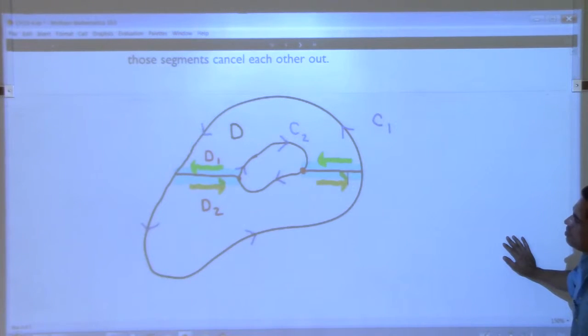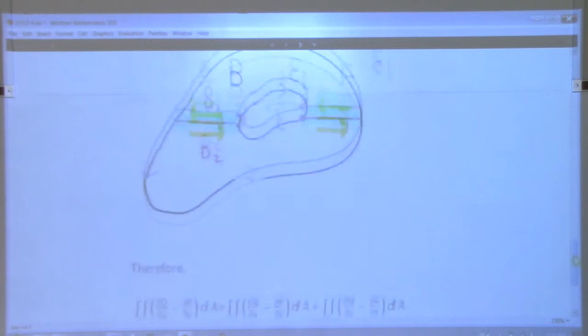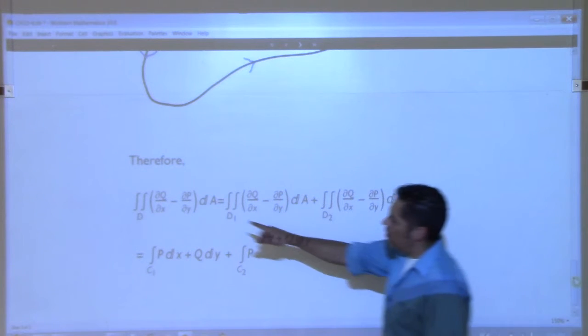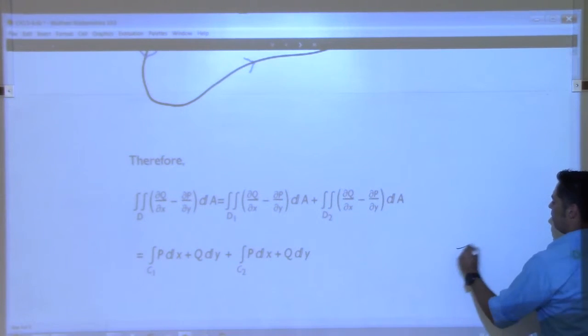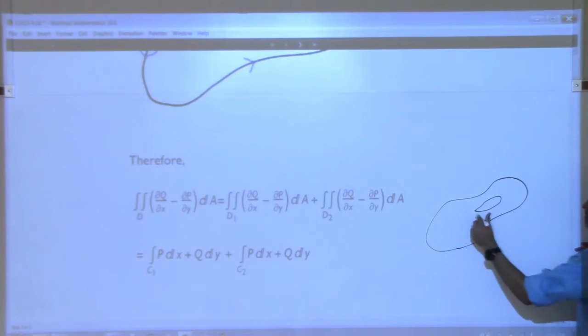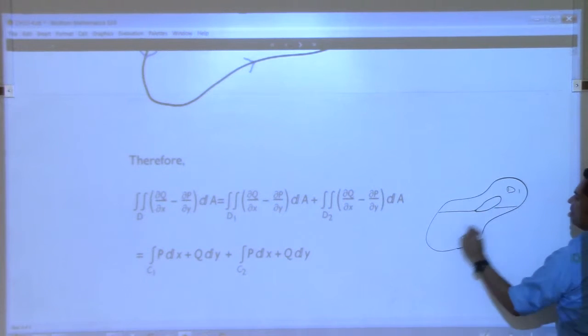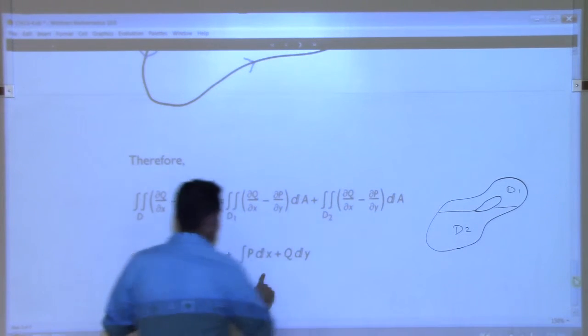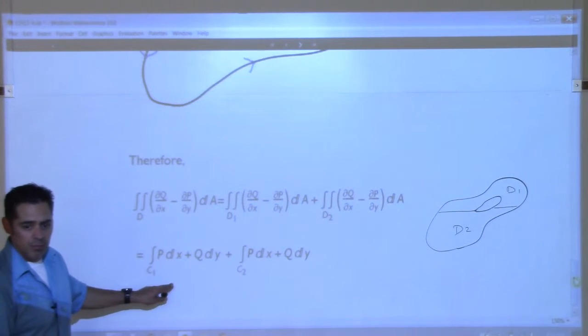I had a better way of showing this before. Let's read it the other way. Maybe it'll be easier to read the other way. So if we want to do the double integral over the whole donut, D, then we split it up into two pieces. D1's on top, D2's on the bottom. But that's saying that all we have to do is add up the line integrals over C1 and C2, right?